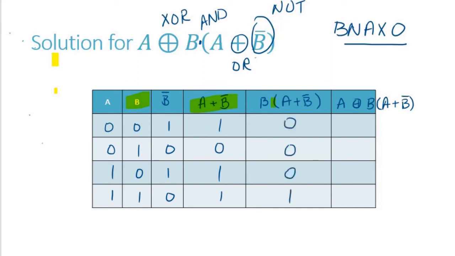And we're almost done. Well, finally, we have to consider the XOR. So we need to consider A XOR everything we just found in the previous column. How does XOR work? It means one or the other, but not both. And you finish your second truth table.